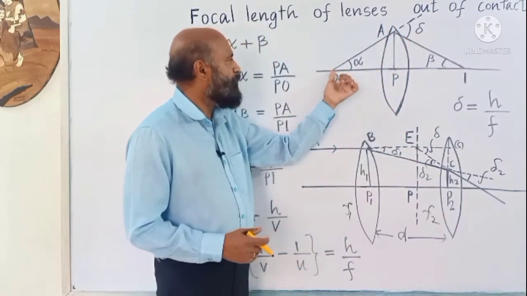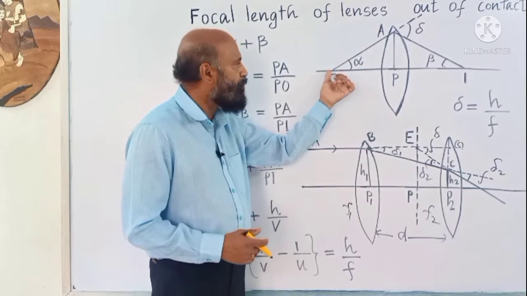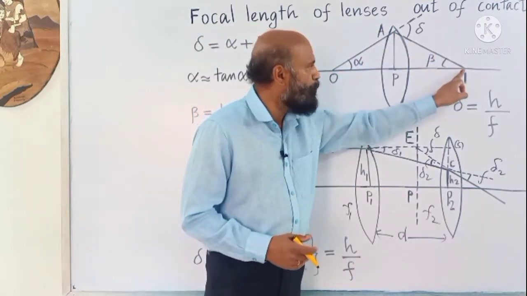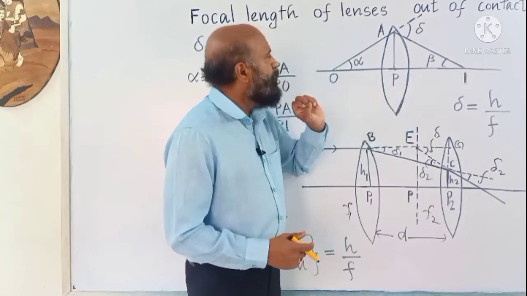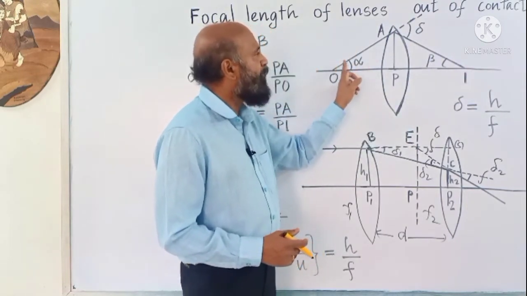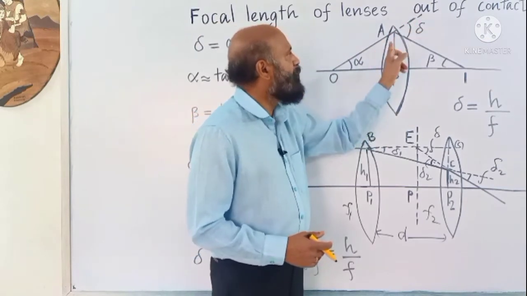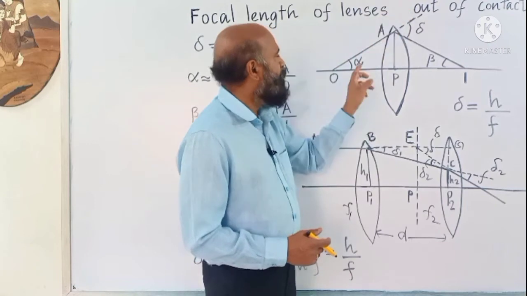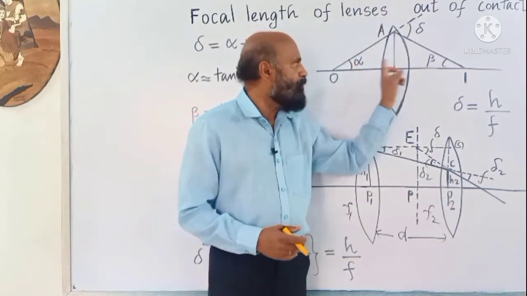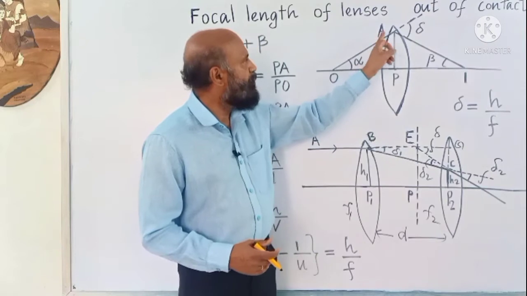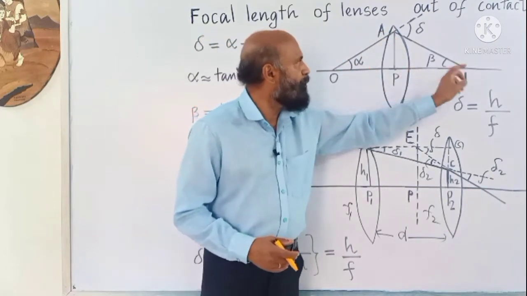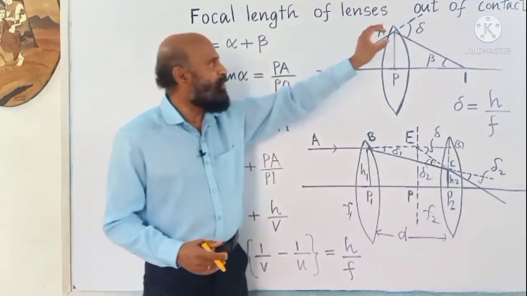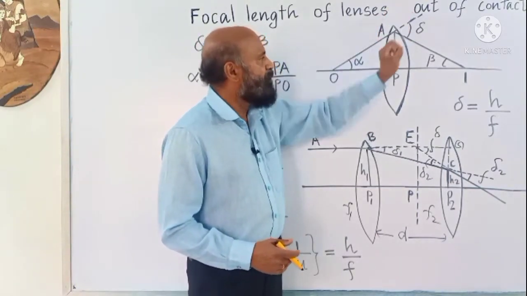An object is placed at the point O, a light ray is incident at A and it undergoes refraction and the image is formed at I. Then this is the direction of the incident ray, this is the refracted ray, so this is the angle of deviation delta. Let these angles be alpha and beta. So in this triangle AOI, delta is equal to alpha plus beta, because in a triangle the exterior angle is equal to the sum of the interior opposite angles.